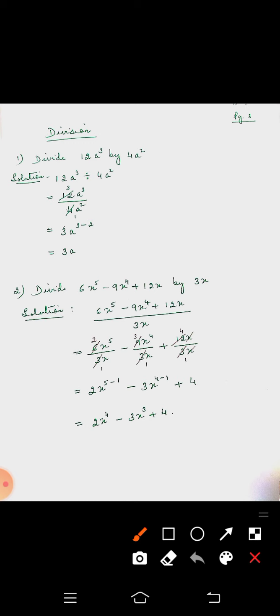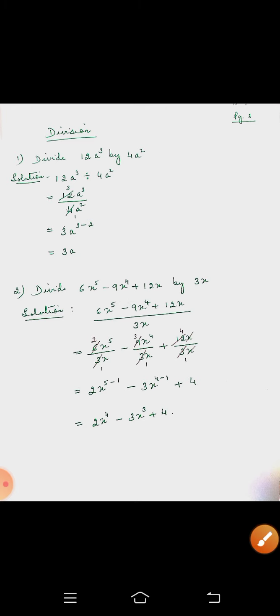Alright, the next example: divide 6x to the power 5 minus 9x to the power 4 plus 12x by 3x. Alright, look at the solution. First write this number on the top, by 3x.